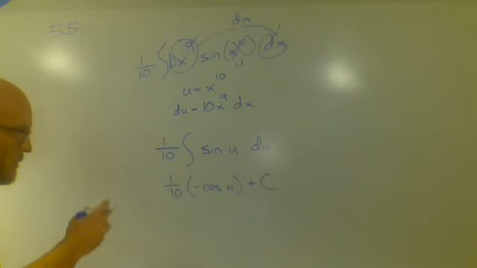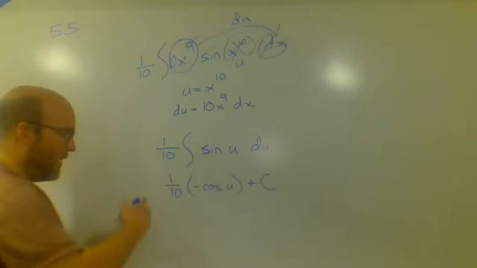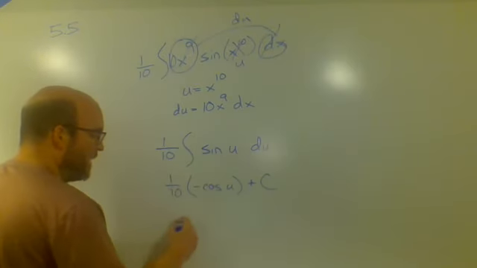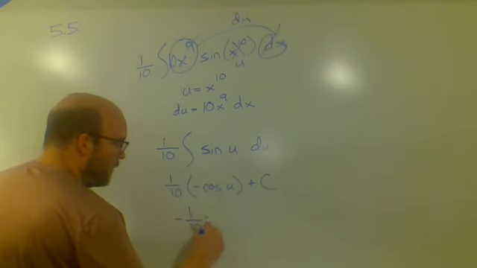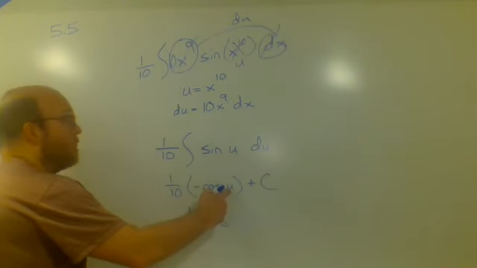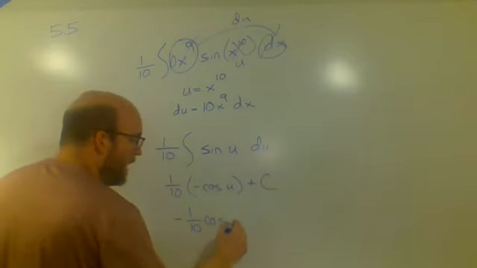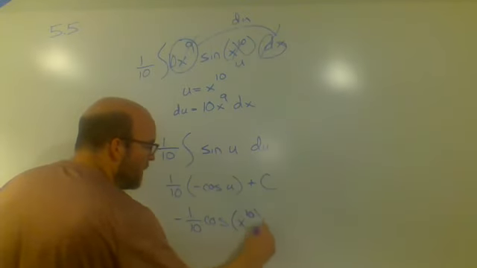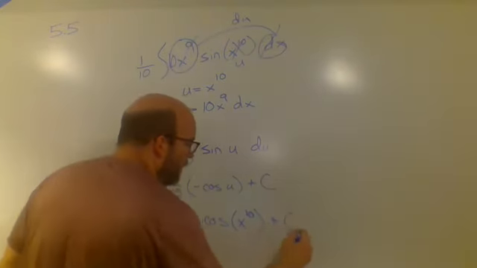And then finally, I would not leave it in that format at all. I just take this one step further. Positive times a negative is a negative. We have a 1/10 in front of the cosine. And then also, don't forget, we can't just leave a u here. We have to replace the u with whatever expression in x we started with. So that's going to be a cosine of x to the 10th, and then we have that plus c.